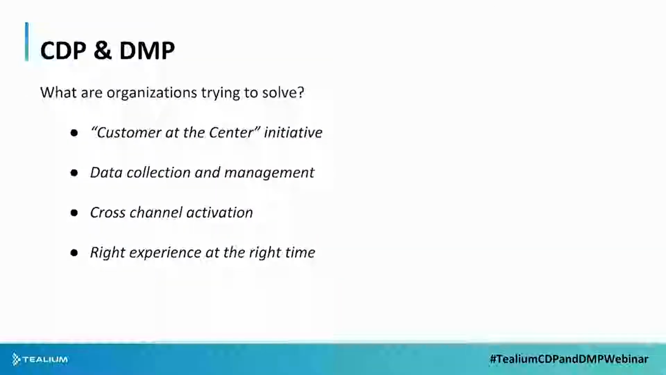So getting into the content, when evaluating a CDP or a DMP, what are companies trying to solve for? So one is putting the customer at the center. This is called an initiative or a mandate, but essentially what they want is a technology that will enable them to put their customer first, understanding their behavior, and providing the right experience at the right time. Now, in order to do this, the tech needs to collect, organize, and manage all of the data their customers are creating. And this will enable cross-channel activation to meet the customer wherever they are, providing the right experience at the right time, whether on the digital property or out in the ecosystem.